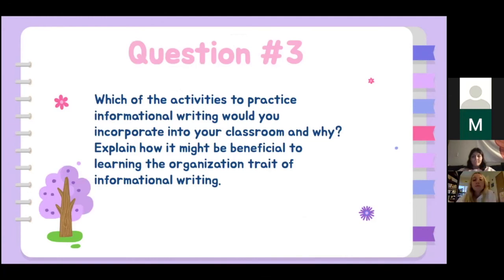The final question will be, which of the activities to practice informational writing would you incorporate into your classroom and why? Explain how it might be beneficial to learning the organization trait of informational writing.